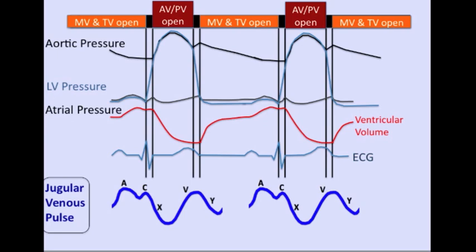And then you have Y, which is a negative deflection, and that's due to the emptying of the right atrium upon ventricular relaxation. Another thing to keep in mind is that oftentimes you won't have an A wave because the patient will be in atrial fibrillation. So the atria do not contract, therefore you do not get the A wave.